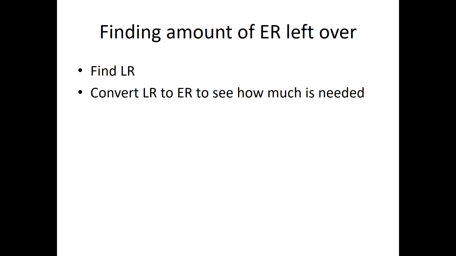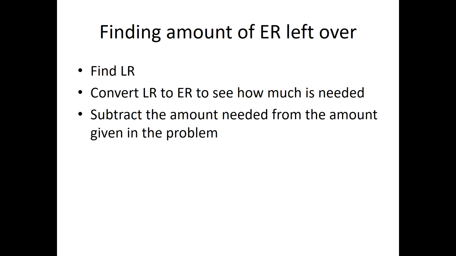Then you're going to set up a ratio. You're going to start with your limiting reactant, and you're going to use stoichiometry to convert into your excess reactant to see how much of the excess is needed. Just like we did when we were determining theoretical yield, when you went from grams of reactant to grams of product, you're going to do the same thing here. You're going to go from grams of limiting to grams of excess. Now that tells you how much is used or how much is needed. So then you just go back and subtract how much is needed from the original amount of excess, and that'll give you how much is left over.